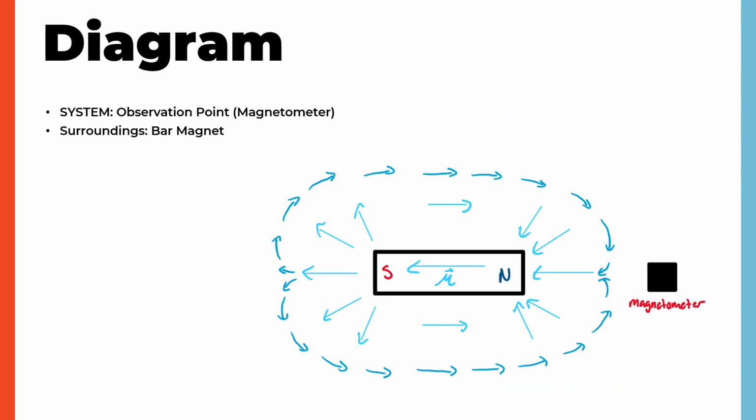So here's just a diagram showing the system, which is the observation point, which is also where the magnetometer is located in the phone, and the surroundings is the bar magnet. As you can see, mu points from north to south.